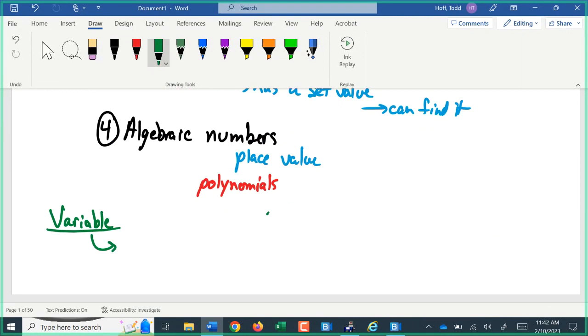Variables are always used in place of a number. And we're used to it being a letter, but it can actually be any symbol.